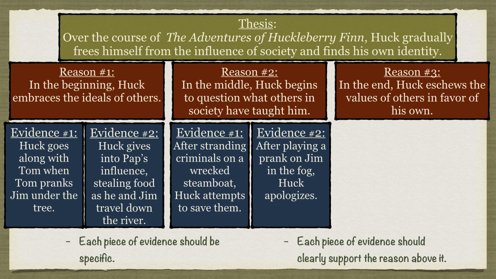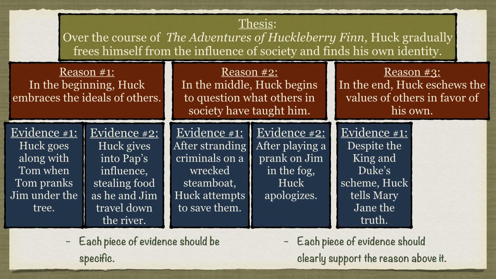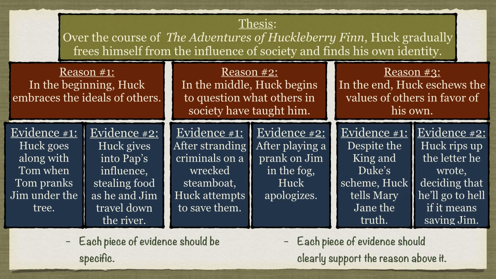And finally, reason 3. In the end, Huck eschews values of others or pushes aside the values of others in favor of his own. I can think of 2 moments pretty easily. 1, despite the King and the Duke's scheme, Huck tells Mary Jane the truth. And 2, Huck rips up the letter he wrote, deciding that he'll go to hell if it means saving Jim. So there you can see I followed the exact same process I did for the Yankee one, but this time for a literary example, breaking it down one reason at a time, and it was pretty straightforward.